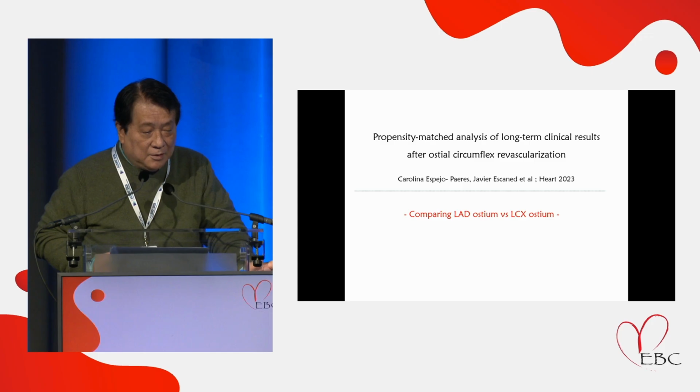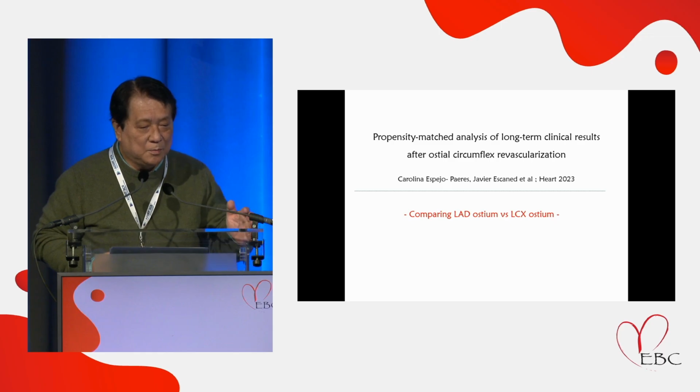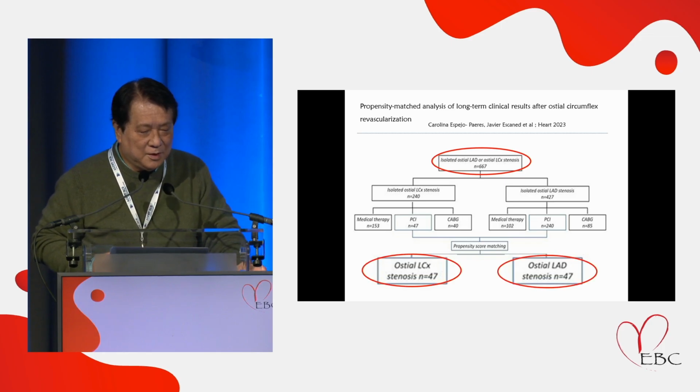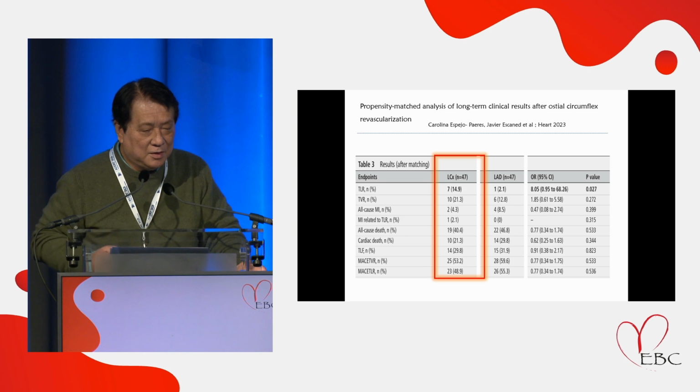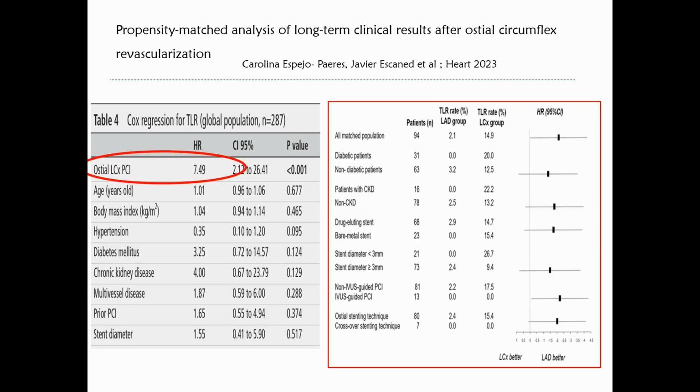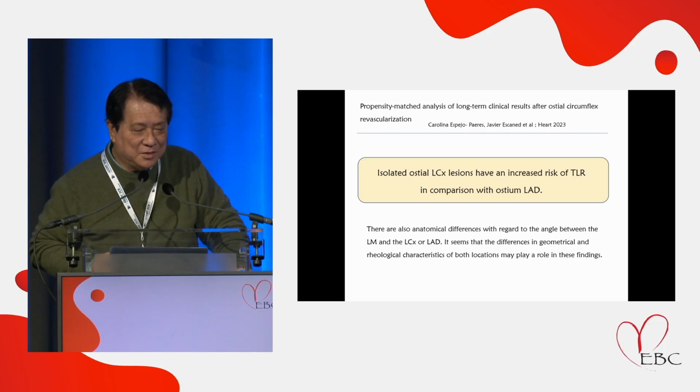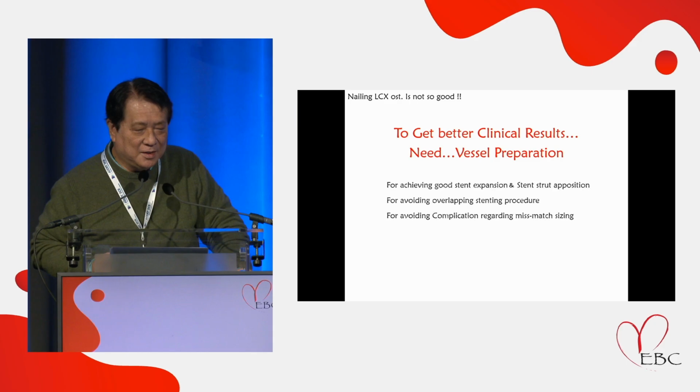And this is Javier's paper, a propensity match analysis of long-term clinical results of the ostial circumflex comparing the ostial LAD. Actually, they picked up more than 600 patients, and after the propensity matching, ostial circumflex 47, ostial LAD 47, and comparing them, the circumflex ostium shows the very worst outcome. This is the predictor of TLF. Ostial circumflex PCI is worse. I told you 10 years ago. Okay. So isolated ostial circumflex has an increased risk of TLF in comparison with ostial LAD.